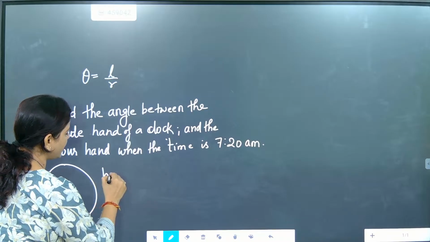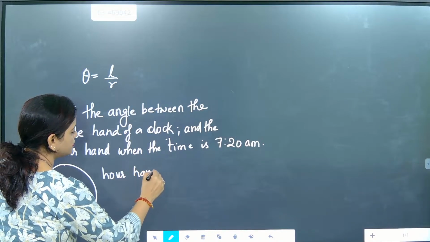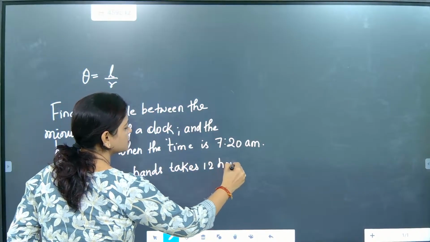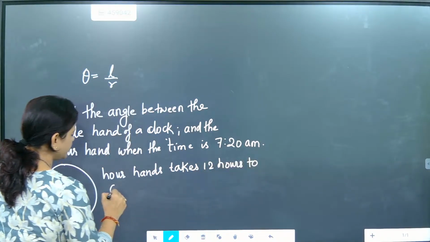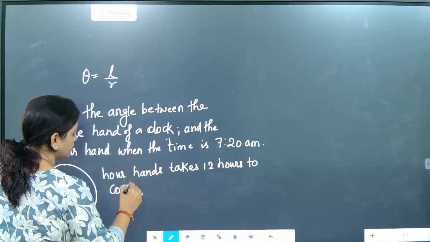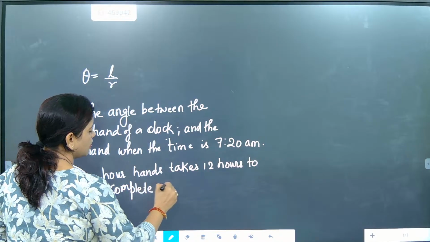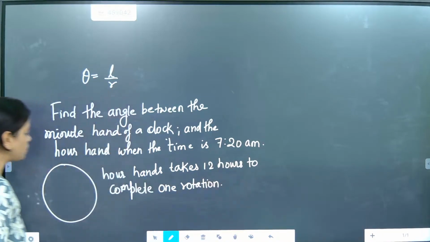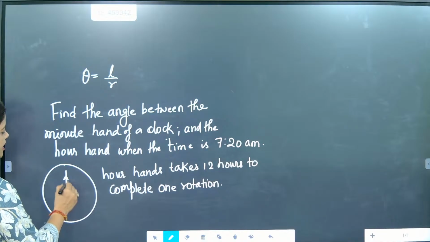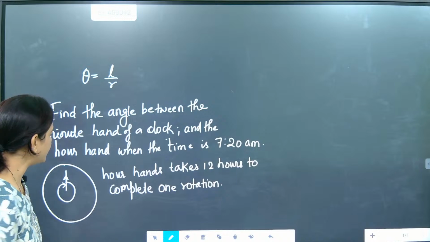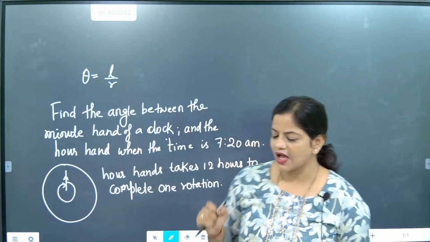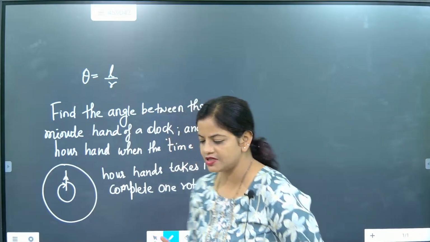So the hour hand takes 12 hours to complete one rotation. So that means the hour hand takes a total of 12 hours to complete one rotation. So in 1 hour, how much will it be? First we need to understand. The angle traced by the hour hand in 12 hours is exactly 360 degrees.